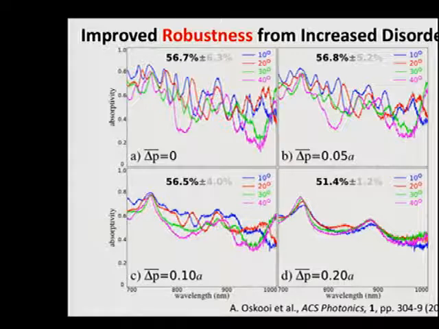Finally, I showed experimentally that an increasing amount of disorder reduces the sensitivity of the absorption to the angle of the incoming light. Again, here are 4 different absorptivity spectra for 4 different photonic crystal lattices measured at 4 different angles of incidence. As you can see, an increasing amount of disorder tends to reduce the sensitivity of the absorption to the angle of the incoming light.